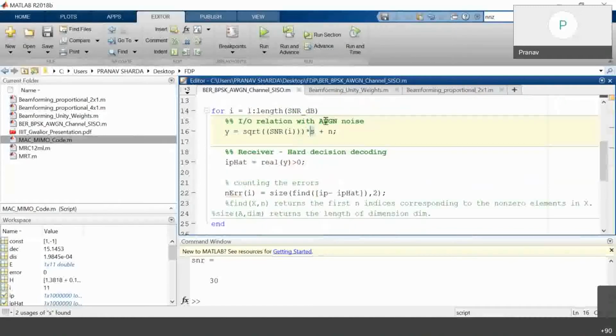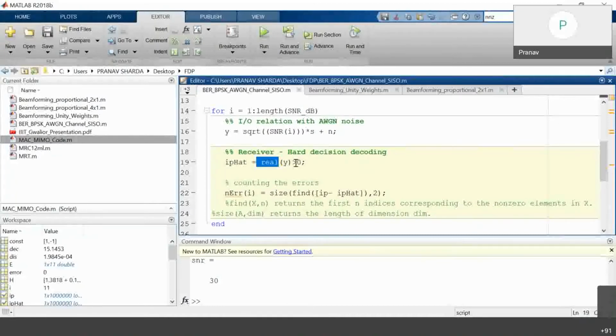And once we have the received relation, we will decode at the receiver side what was transmitted actually by the transmitter. So we define a variable in line number 19, IP hat, as the real part of Y, which is greater than 0. Because with the addition of the noise, which is complex in nature, the received signal becomes complex in nature. But since the transmitted symbol is of a real value, we are interested only in the real values of Y. So that's why this real command is used for fetching only the real part of Y.